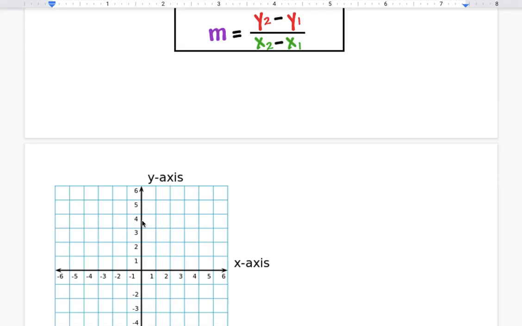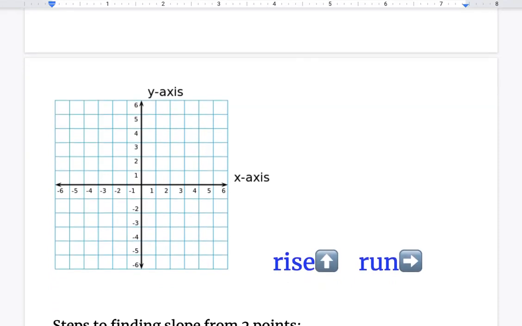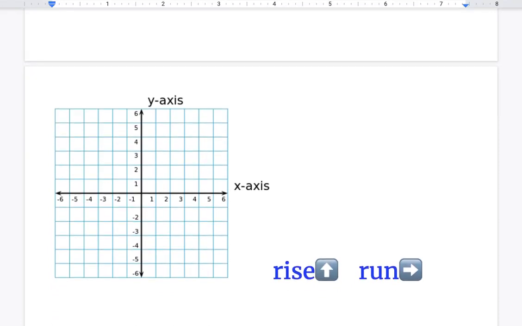Other people remember it as the y's or the rise. They sound very similar. The y's on the top, and then the x is on the bottom. So it's the opposite of alphabetical order. So again, rise is up and down like the y-axis, that's why it's on top. And then run is on the bottom, your x's.